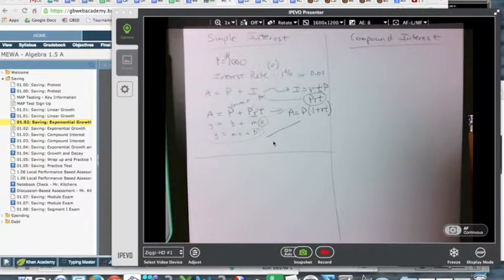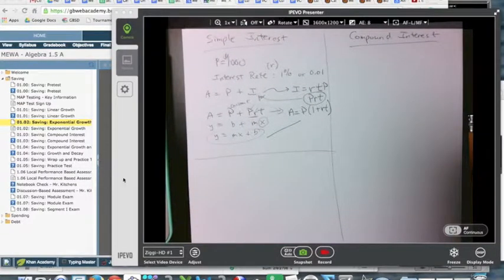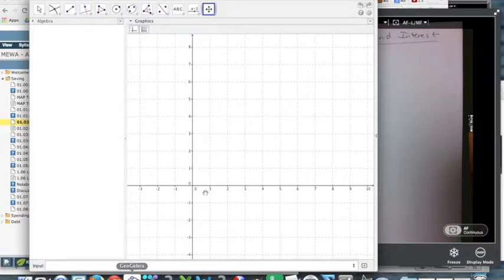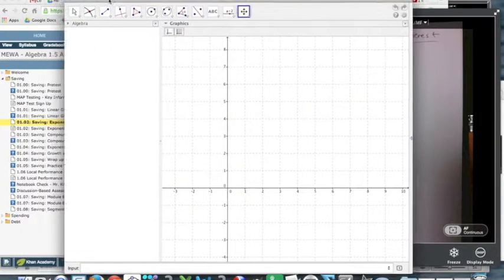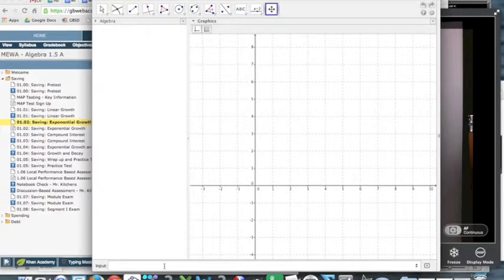What I want to show you today, along with that, is GeoGebra and how we can get GeoGebra to help us with doing these problems. I can type in some of my key values like P, and I'm going to put a capital P. GeoGebra is kind of picky. I'm going to say it's $1,000 and enter that in there, so we have P equals 1,000 up there. Then I'm also going to say my rate equals 0.01.